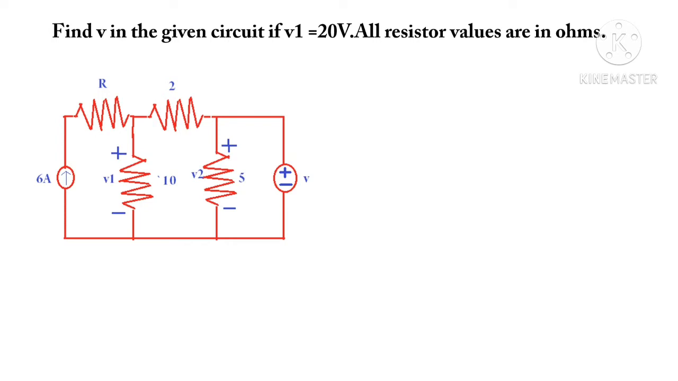To find this voltage V, it is clear from the circuit that the voltage V is nothing but the voltage across the 5 ohm resistor, which is V2. So to find this V2, we should know the voltage across this 2 ohm resistor, and anyways we know the voltage across the 10 ohm resistor, which is V1. So let us consider a loop. We will name it A, B, C, D. We will consider the loop A, B, C, D, A, and we will denote the voltage across the 2 ohm resistor as V3.